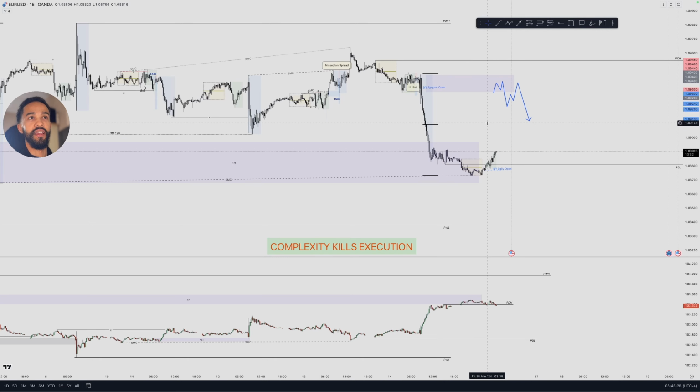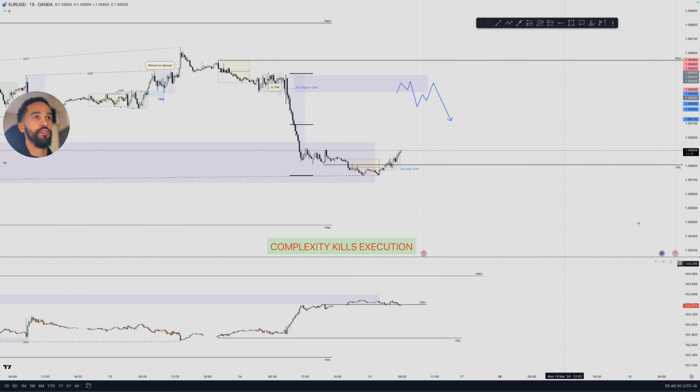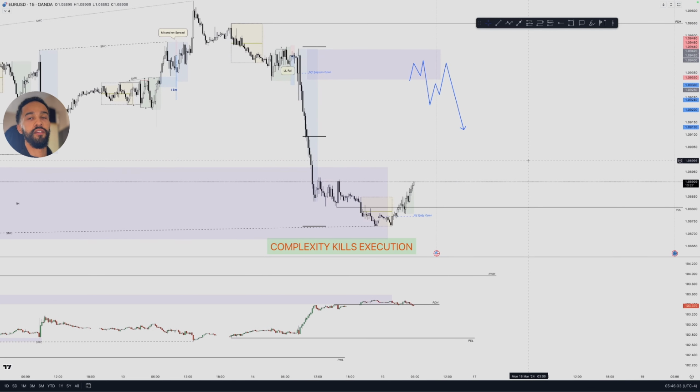I think that's it for today. There's no clear opportunities being made by the price action right now, so we're going to have to be patient.